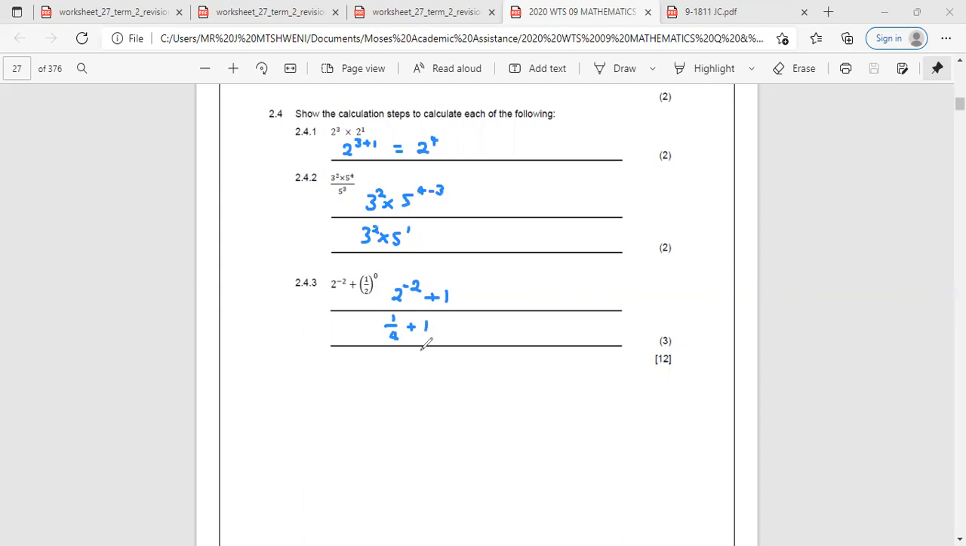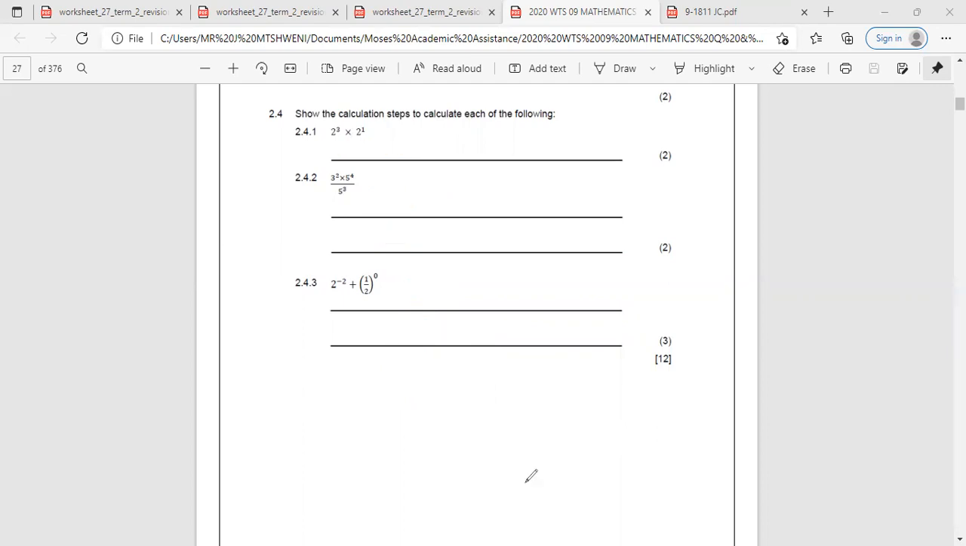Then from here, what do you do? Fraction over 4. 4 divided by 4 is 1, multiplied by 1 is 1. 4 divided by 1 is 4, then times 1 is 4. Basically, the answer is 5 over 4. I'm showing all the steps, just trying to show all the steps so we can understand.